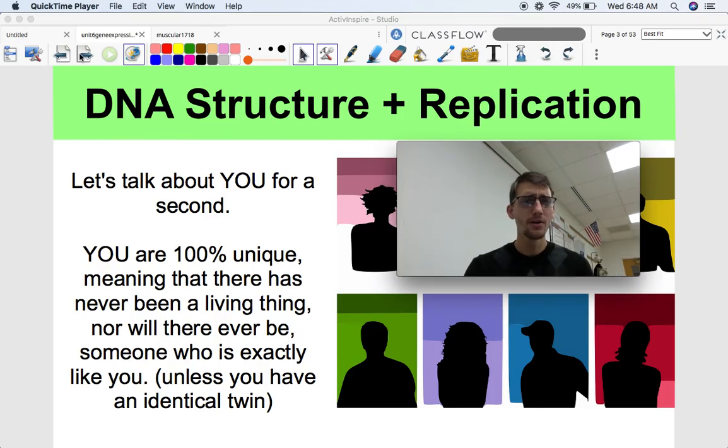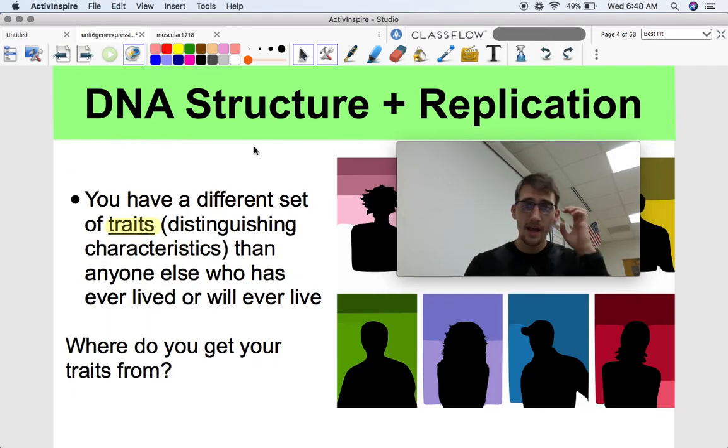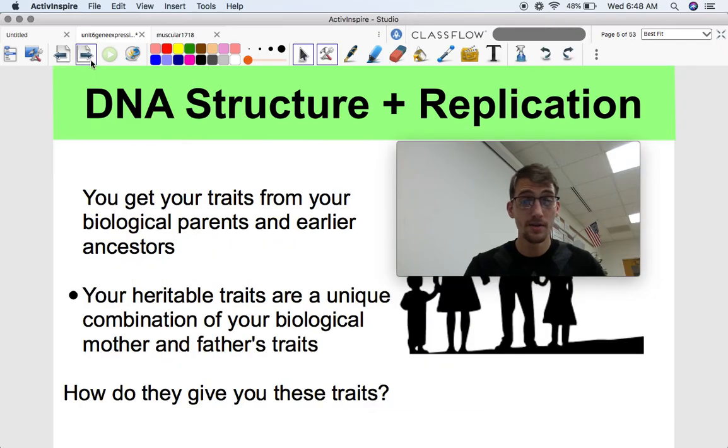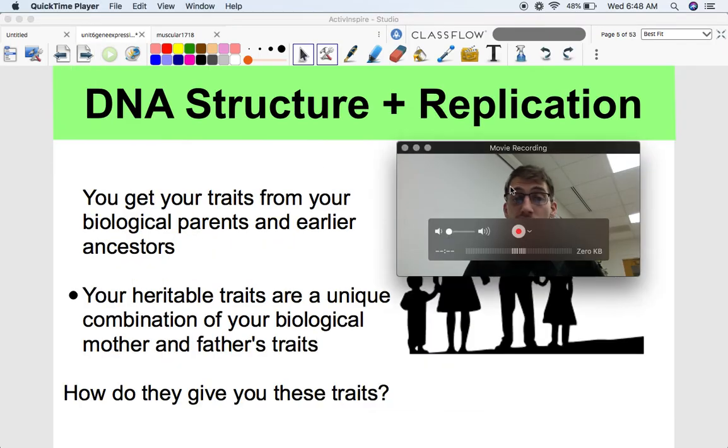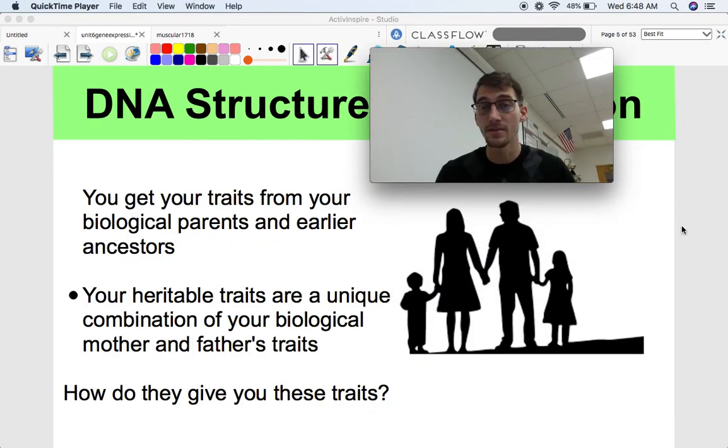And I mean that literally, because you have a different set of traits or distinguishing characteristics than anyone else who has ever lived or will ever live. You are completely unique. Nobody else is like you. So where exactly do you get those completely unique traits from? How are you unique, and where do you get that from? Well, you might already know that you get your traits from your biological parents and your early ancestors, right?